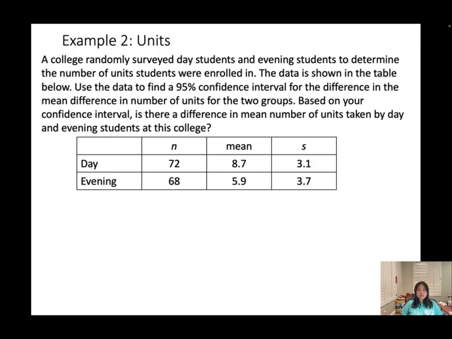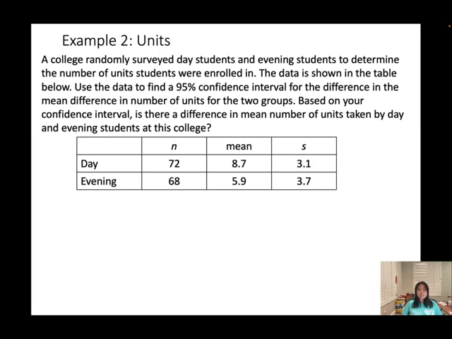Let's do this example together. A college randomly surveyed day students and evening students to determine the number of units students were enrolled in. The data is shown in the table below. Use the data to find a 95% confidence interval for the difference in the mean number of units for the two groups. Based on your confidence interval, is there a difference in the mean number of units taken by day and evening students at this college? So we have day students and evening students, with the sample size, sample mean, and sample standard deviation.